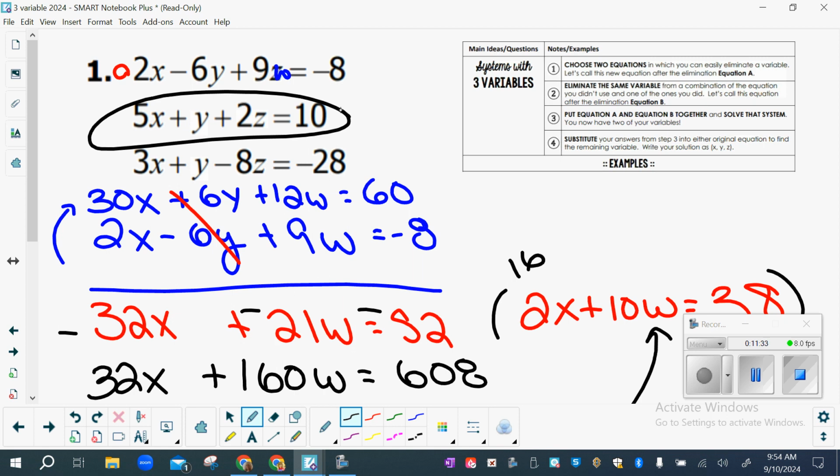I already got W, right? Or Z, whatever he was. I already got X. Now I need Y. Give it a try. When you get an answer you like, share it with a neighbor. See if they're as smart as you. Share it with your neighbor. See if they get the same answer as you.